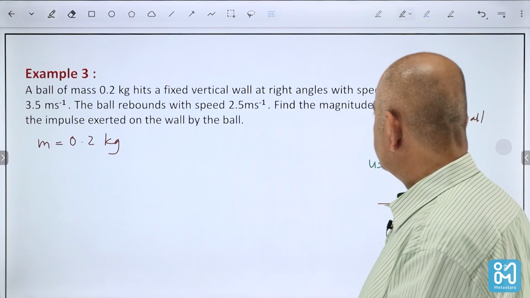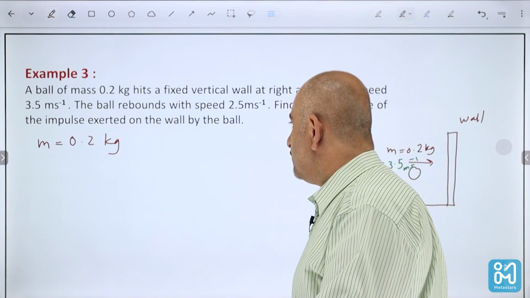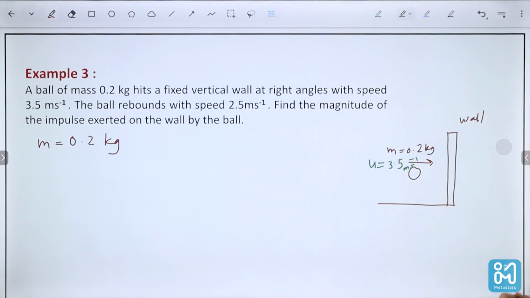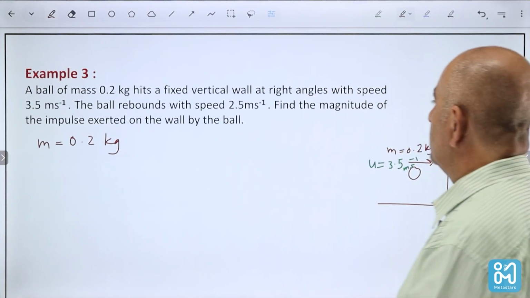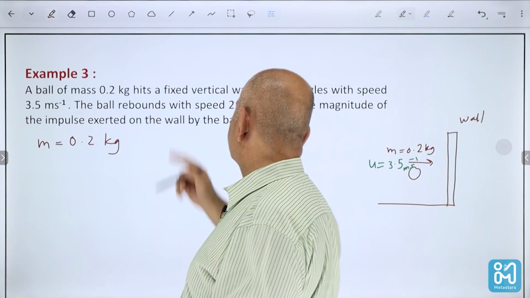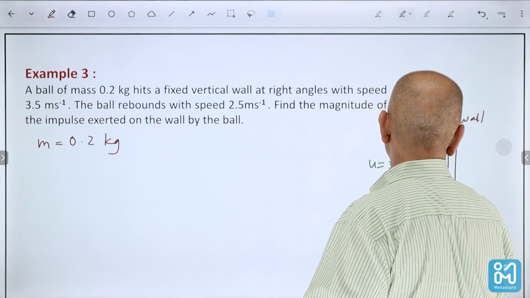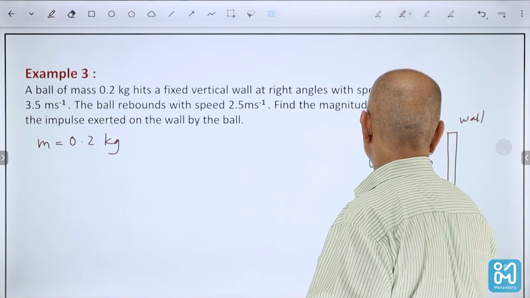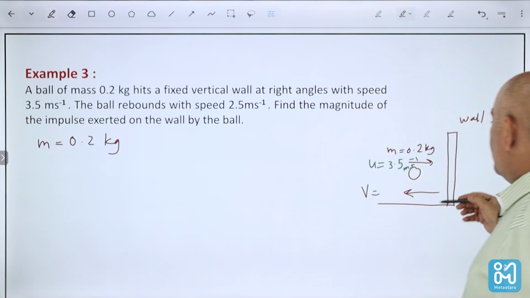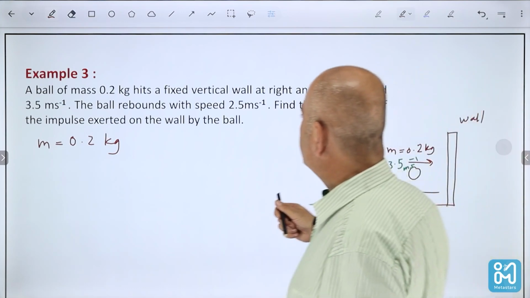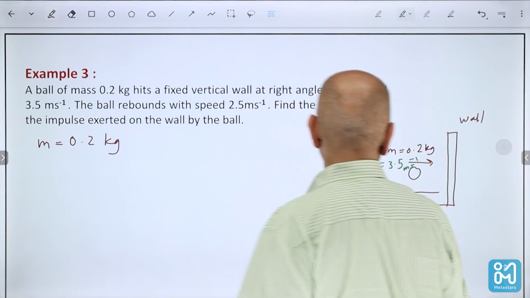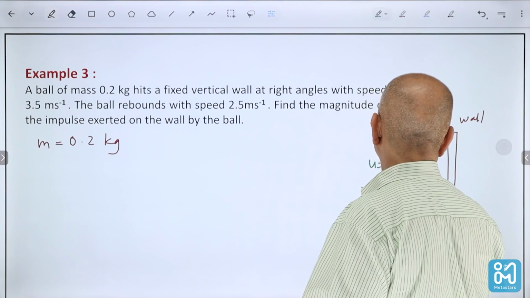Then find the magnitude of the impulse exerted on the wall by the ball. It says that the ball rebounds. The ball rebounds with what speed? This is the final velocity after collision. After it crashed into the wall, it rebounded with a speed of 2.5 meters per second.